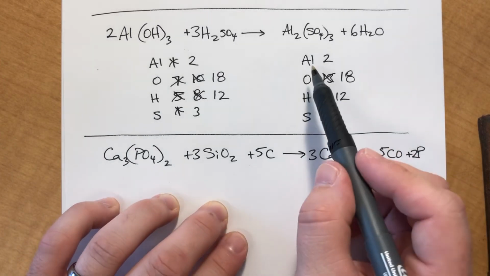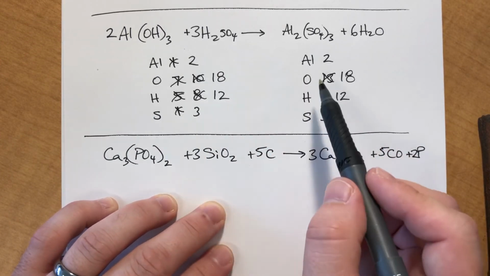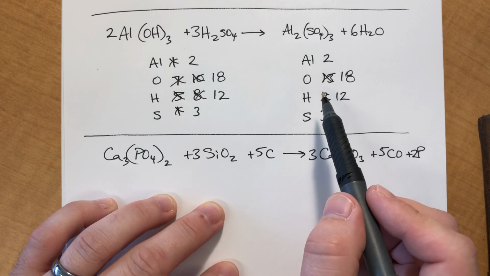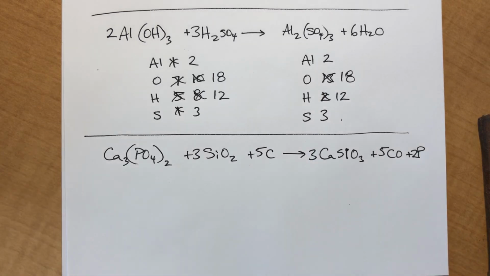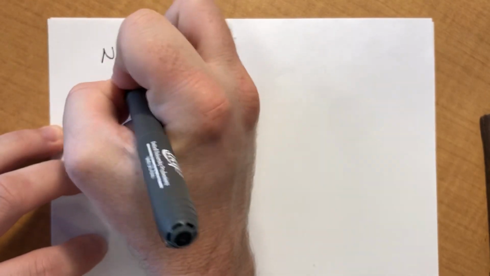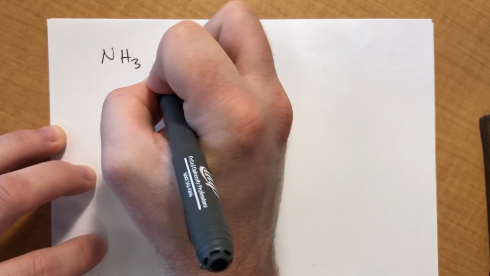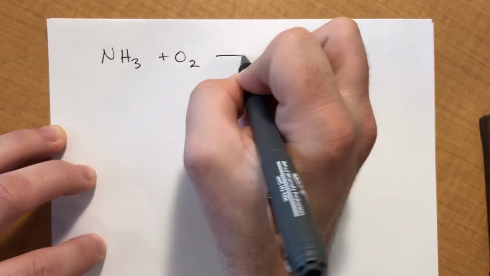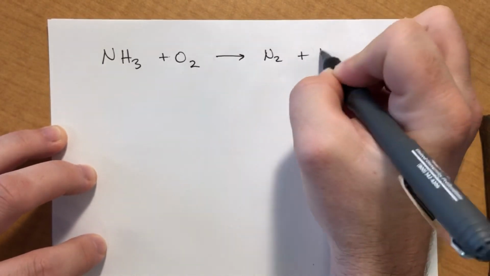Some people struggle to do this without writing out all the inventory stuff. If you have to do this, that's totally fine. I just got lots of practice. Okay, let's try a couple examples that use the only weird glitch that I know in this stuff. So NH3 plus O2 forms N2 plus H2O.